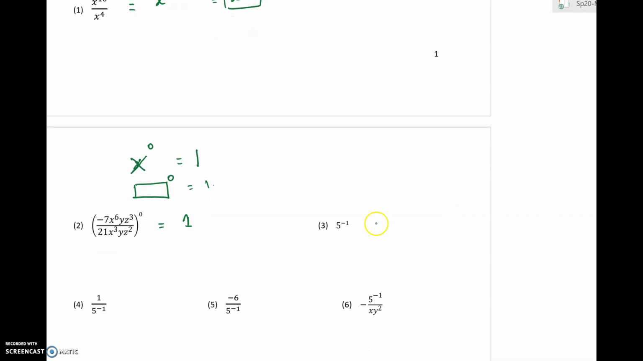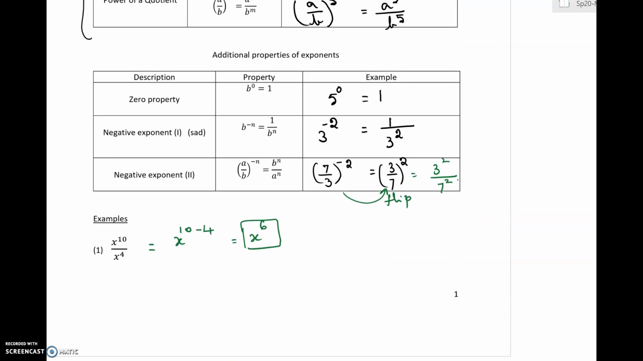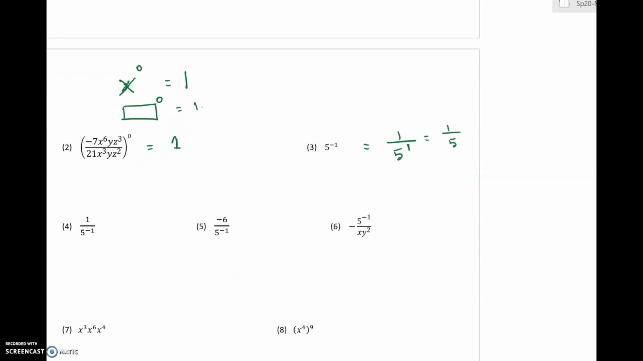5 to the negative 1 comes under the negative exponent rule: b to the negative n equals 1 over b to the positive n. So you can write this as 1 over 5 to the positive 1, and if the exponent is 1, you can write the base by itself. So it's 1 over 5. Now, 1 over 5 to the negative 1, you can move this up: 5 to the positive 1, which is just 5.